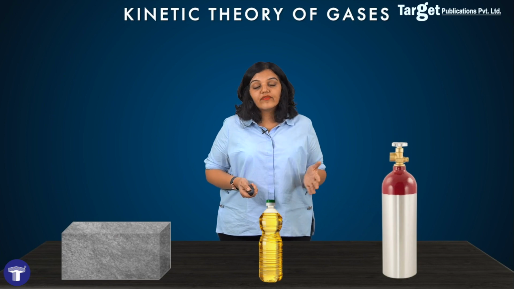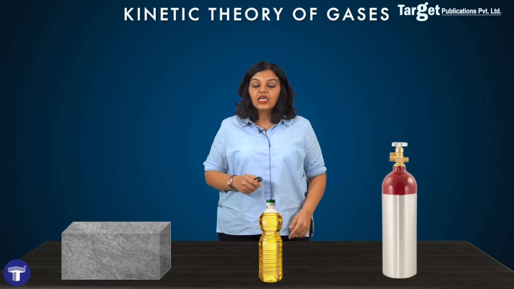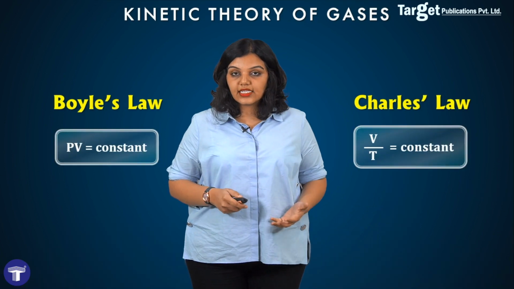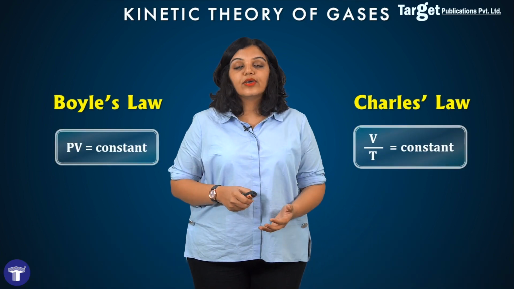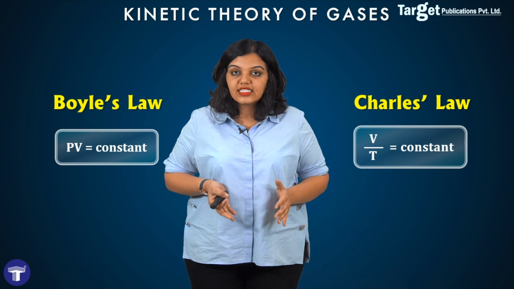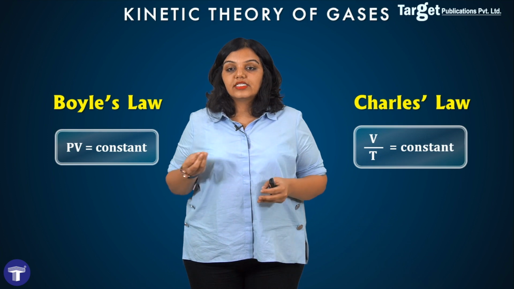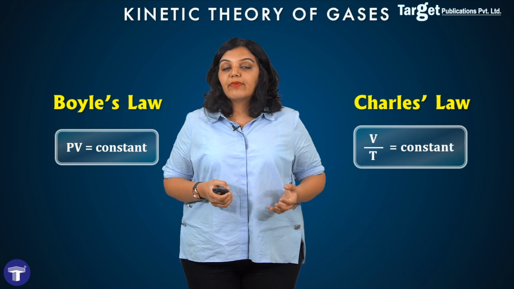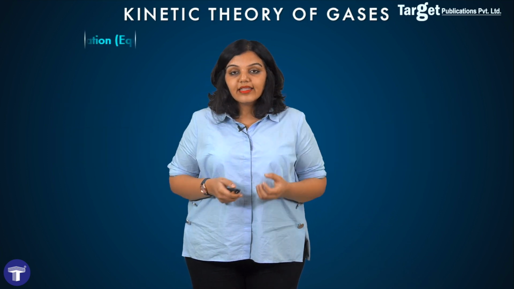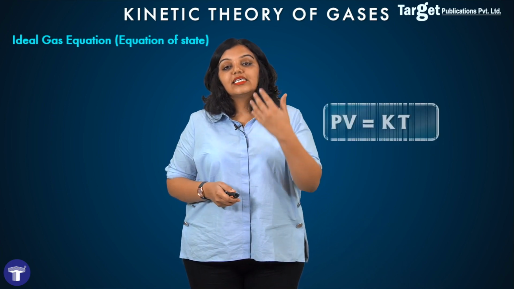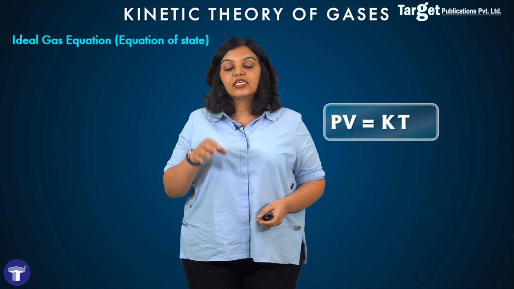So this is the overview of the kinetic theory of gases. The starting point of the kinetic theory of gases lies with the ideal gas equation, and we arrive at this equation using the laws that we have already seen, that is Boyle's law and Charles' law. Boyle's law says that PV is a constant, Charles' law says that V by T is a constant. If I combine these two, then I will get that PV by T is a constant, which means that PV is equal to some constant into T.